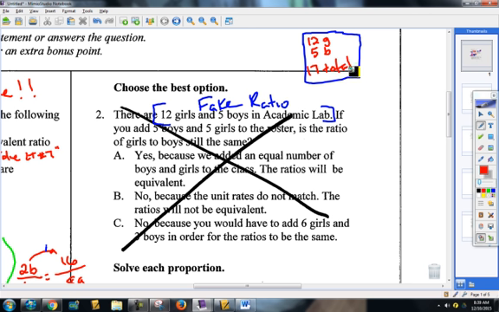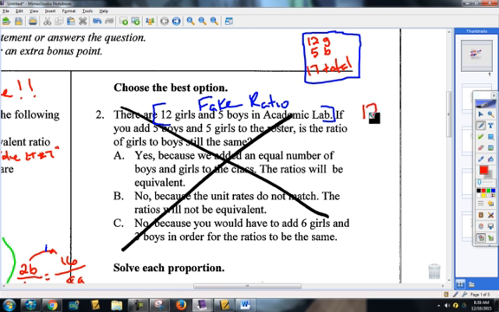So now I can have all these different ratios right here. I know the ratio of girls to boys is 12 to 5. I know that the ratio of boys to girls is 5 to 12. And then I can figure out the part to whole ratio as well, 12 girls to 17 total or whatever. Okay, now what I'm going to do is I'm going to add 5 boys and 5 girls. Is the ratio of girls to boys still the same?